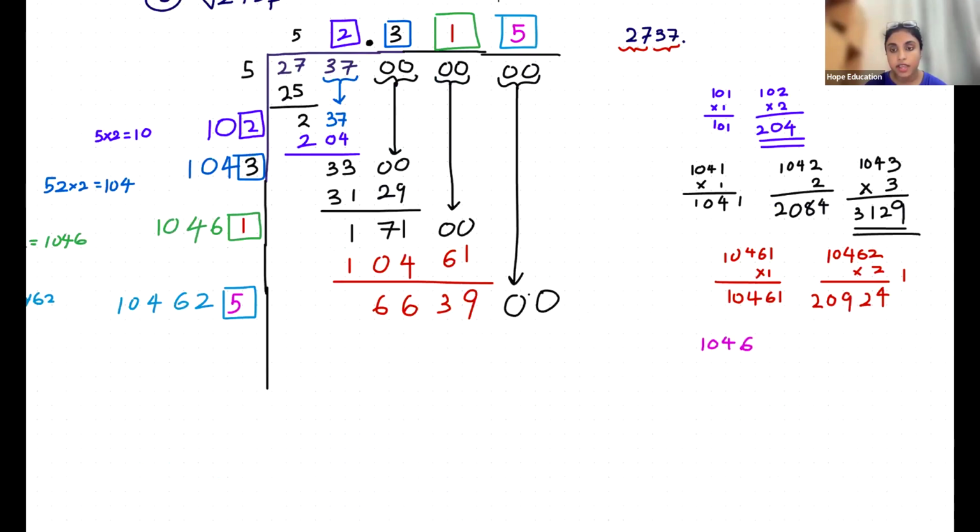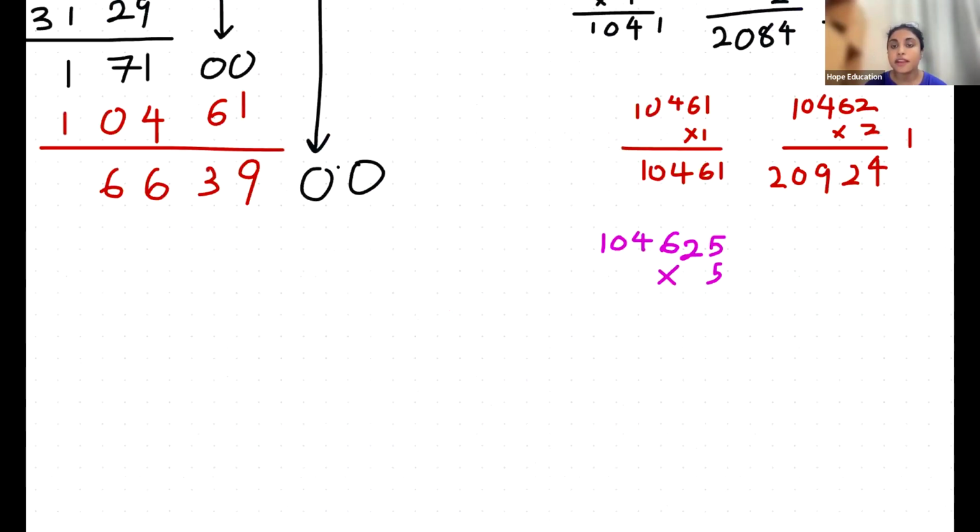104,625 times 5. Okay. So 5 times 5 is 25, 2 remaining. 5 times 2 is 10 plus 2 is 12. 5 times 6 is 30 plus 1 is 31, 3 remaining. 5 times 4 is 20, 20 plus 3 is 23. 5 times 1 is 5.